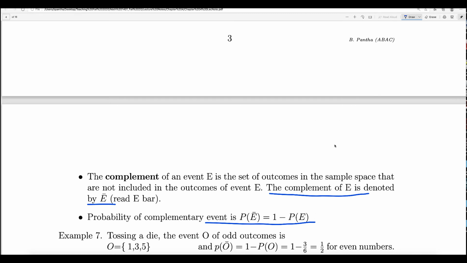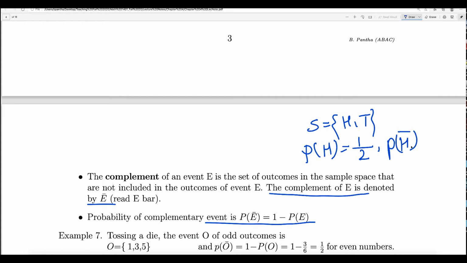Let us take a very simple example. If you toss a coin, what is the sample space? H or T. What is the probability of head? How many heads are in the sample space? 1, divided by how many in total? 2. But if you want to find the complement of head, this is how you denote it: probability of H bar is 1 minus probability of H. So 1 minus 1/2 is also 1/2, right? So the probability of the complement of head is 1/2 when you toss one coin.